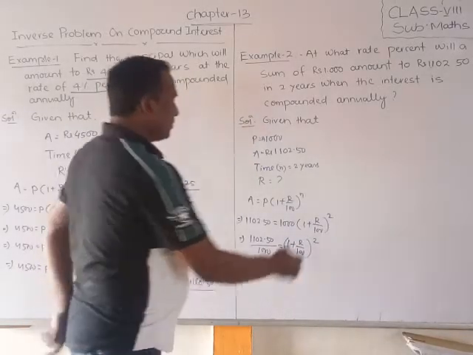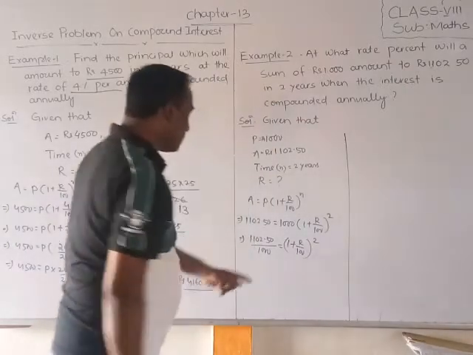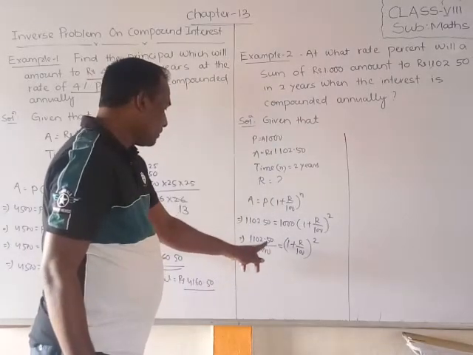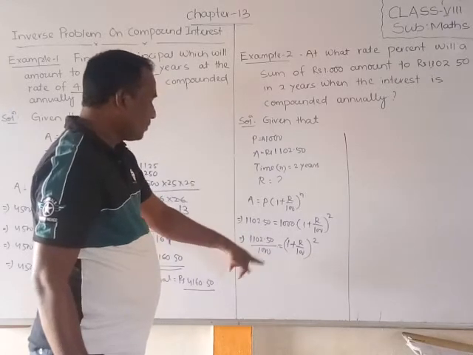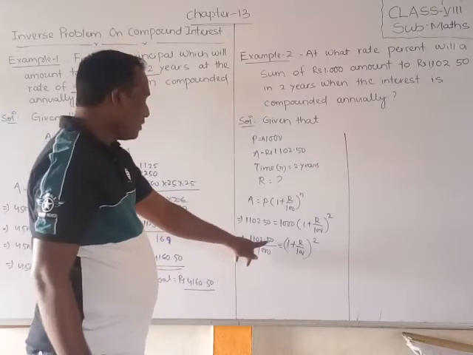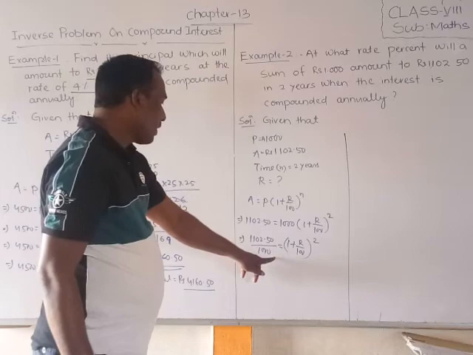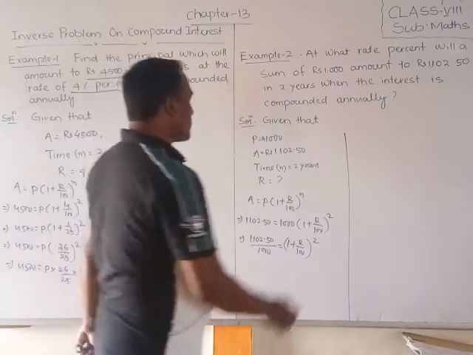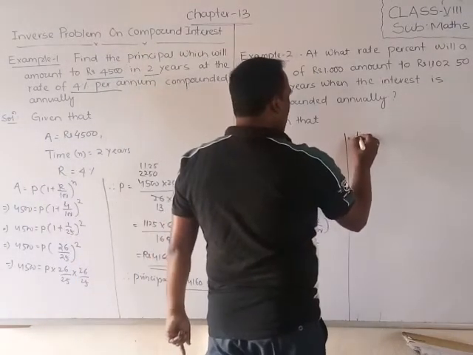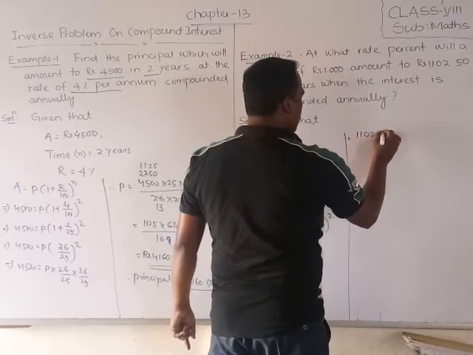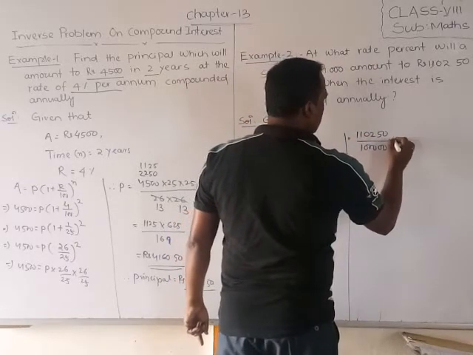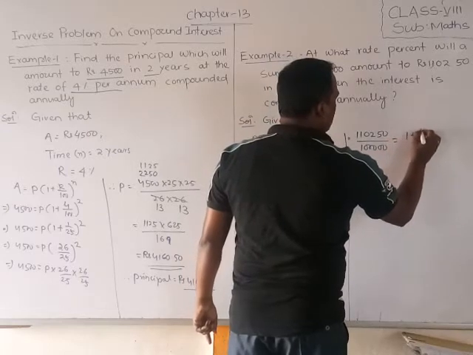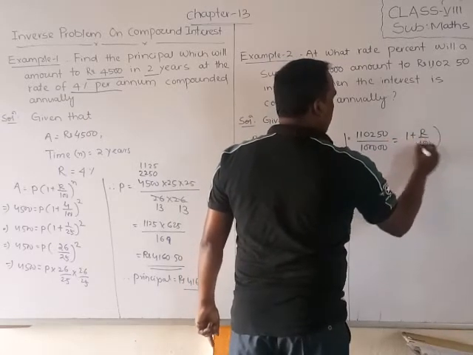Okay. Now I will do this side. You can understand, friends, what I will do: if you make this decimal into a fraction number, then 2 extra zeros will be there. Then what will we get? 110250 by 100000 is equal to (1 plus r by 100) whole power 2.